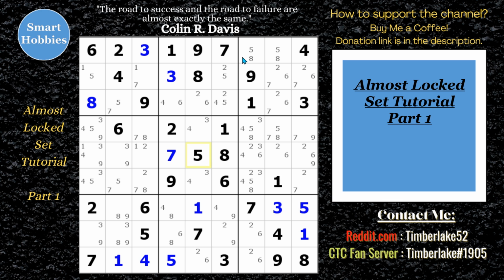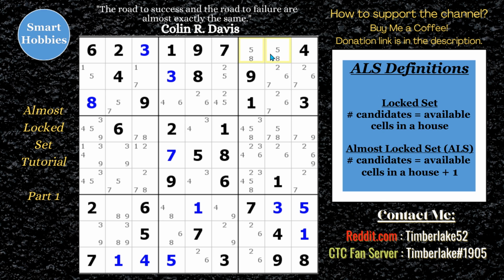If you want to understand what an almost locked set is, you kind of need to know what a locked set is. A locked set is when the number of possible candidates equals the number of cells that the candidates are in. So right here, you can see 5, 8, 5, 8. 2 candidates, 5 and 8, 2 cells. All right, that's a naked pair.